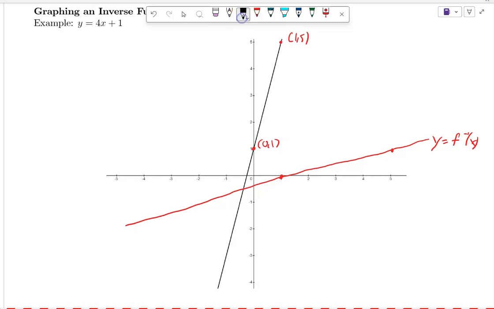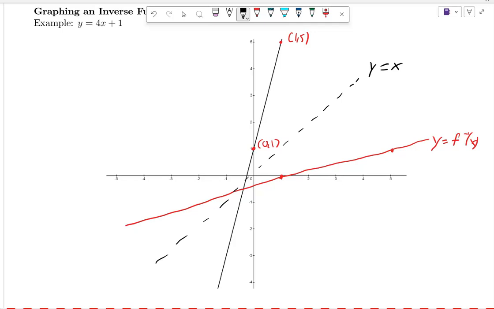Notice that the inverse function and the original function really are mirror images of each other. Not quite, but if you take and reflect around the line y equals x, you get the graph of the inverse function. Like I said, let's verify that we really do have a graph of our inverse function, or at least a sketch.